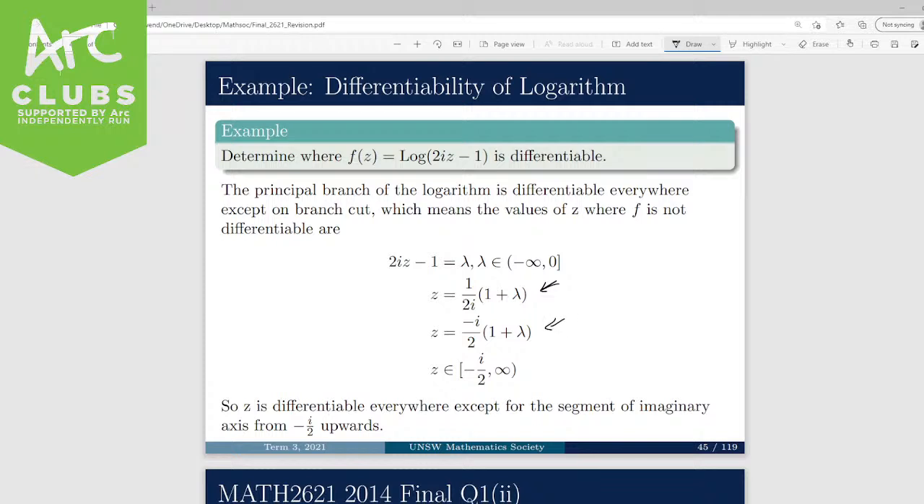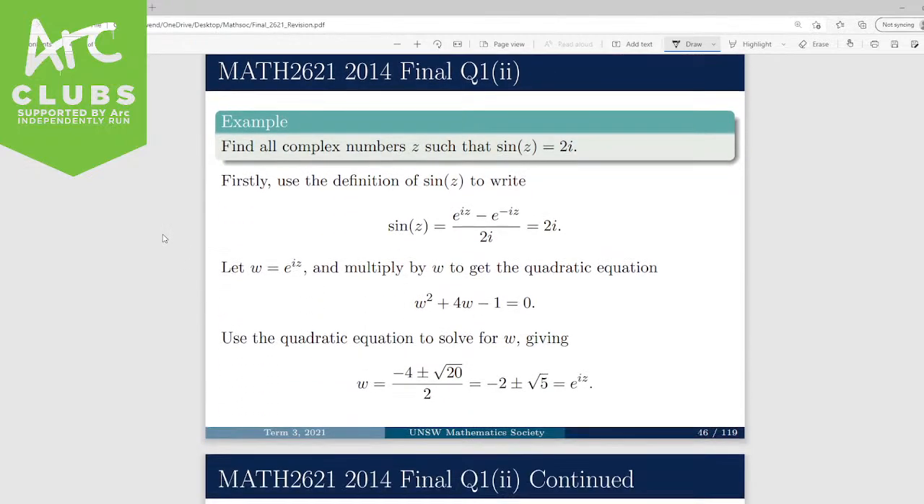And if your lambda covers all the negative real values, then ultimately your z is just going to cover from negative i on 2 and then upwards. So what that would look like would be, here's negative i on 2, everything there. Not differentiable everywhere along that.